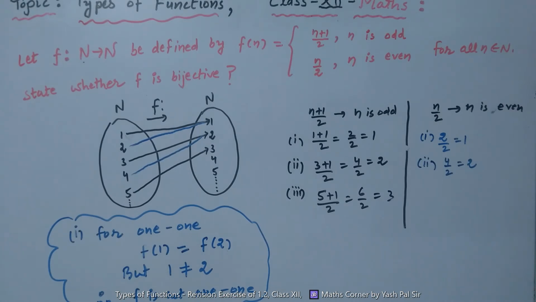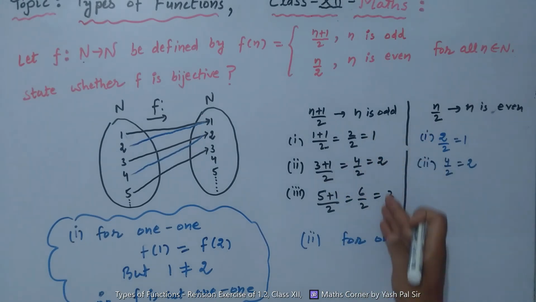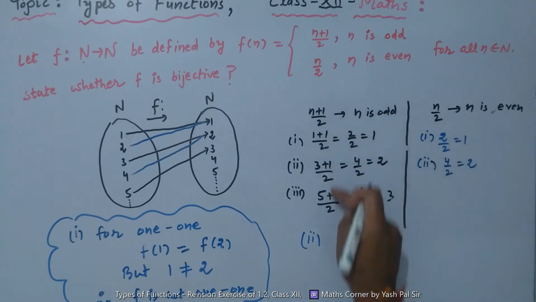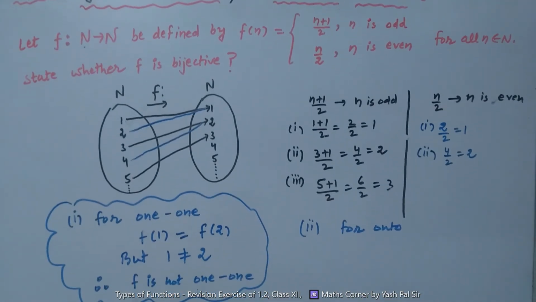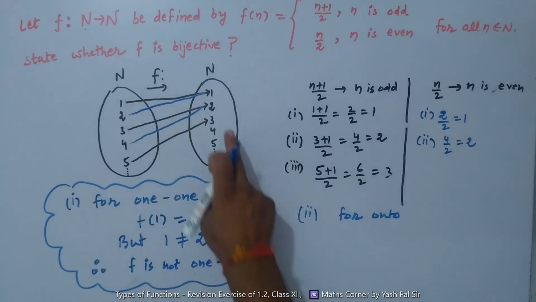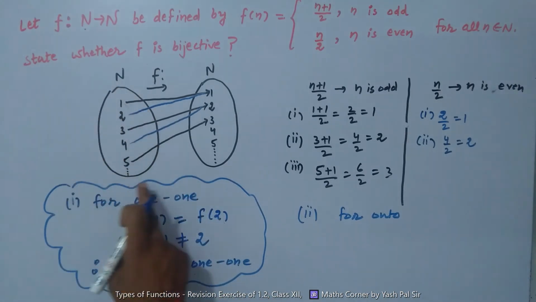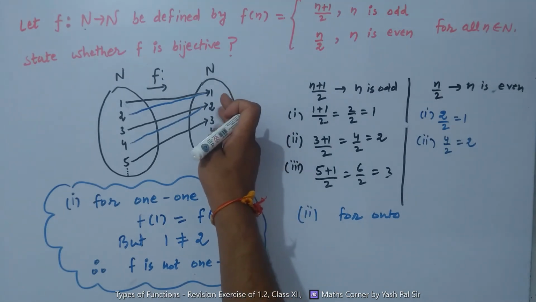Okay, now what about onto function? What can we say about onto function? If we write all the natural numbers after 5 also, and if we proceed here taking an odd, then we shall proceed, there is no limit, and every time we shall find an image. Each element of the first set will have an image.